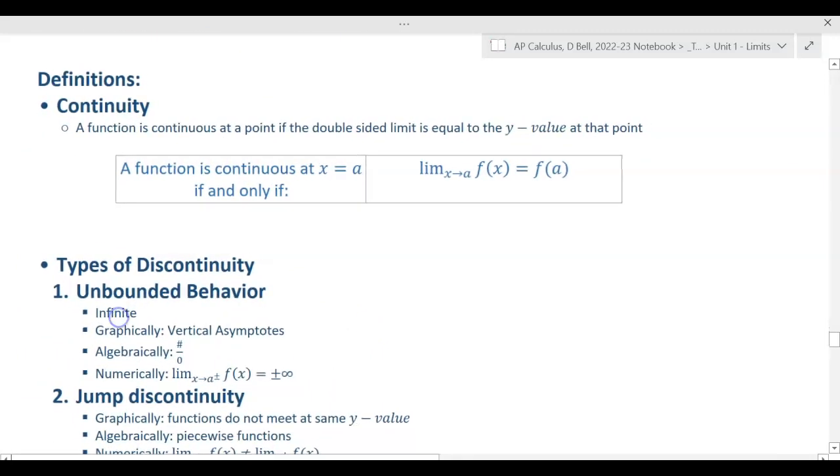Okay, continuity is one of the big definitions of this unit. A function is continuous at a point if the double-sided limit is equal to the y value at that point. So the double-sided limit is denoted as the limit of f of x as x approaches a. So we need to approach a from both directions. If that equals the y value at f of a, then the function is continuous at x equals a.